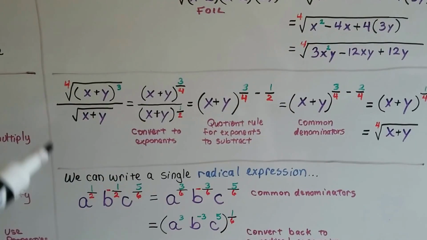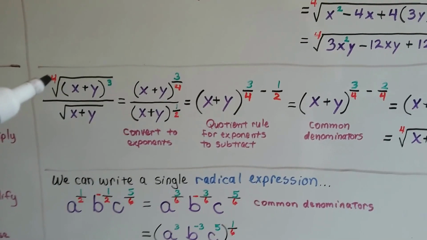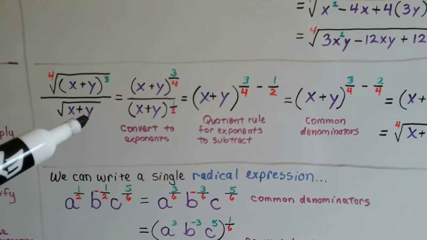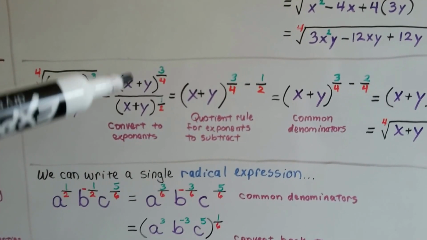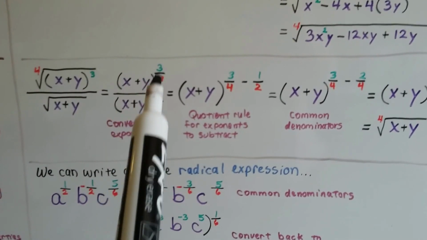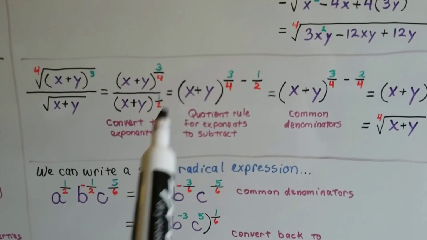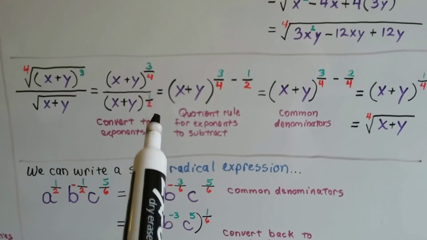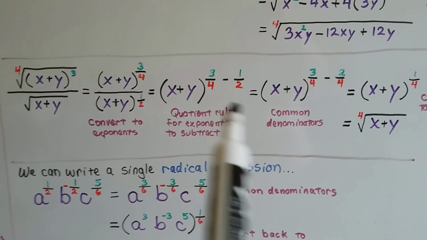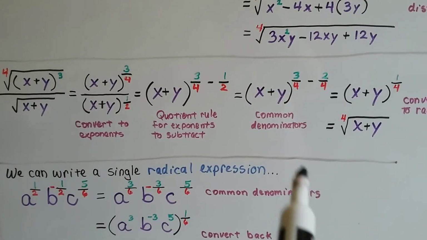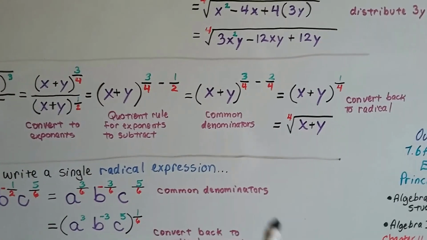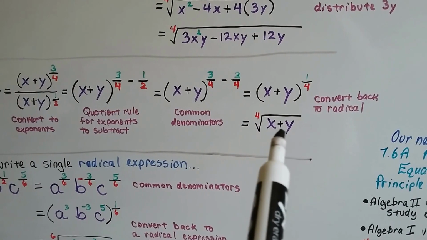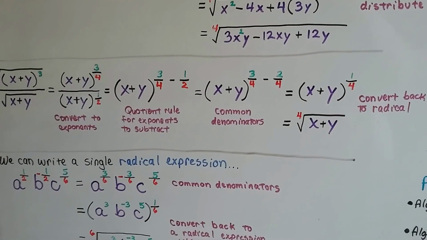All right, we got a couple more. Now we've got the quotient of the 4th root of x plus y cubed and the square root of x plus y. We convert to exponents, and we get x plus y raised to the 3/4 power and x plus y to the 1/2 power. The quotient rule for exponents tells us to subtract these, and we need to find a common denominator, don't we? So we can use a 4. So we get 3/4 and 2/4. So that's going to leave us 1/4. We convert it back to a radical. That is our root, and we've got the 4th root of x plus y. See? Let's try the last one.